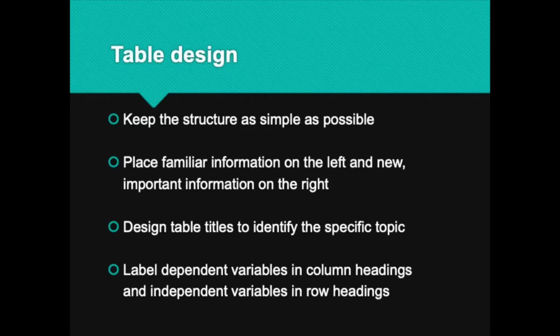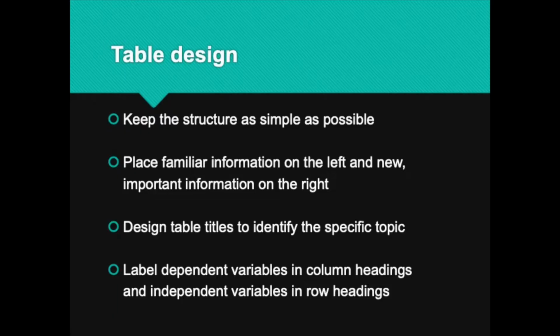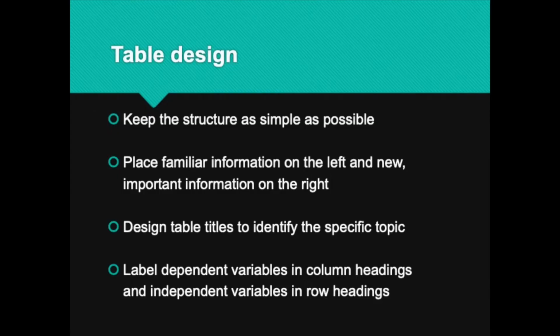Also think about the table titles. So these are kind of equivalent to the captions for figures, but table titles are a little bit different because you don't have an extensive legend for tables. You have basically a descriptive title. Additionally, think about what you're going to put in the columns and what you're going to put in the rows. So you have headings for the columns and you have headings for the rows. It's easier for readers if you put the dependent variables in the columns and the independent variables in the rows. I think this goes along with placing the familiar information on the left.